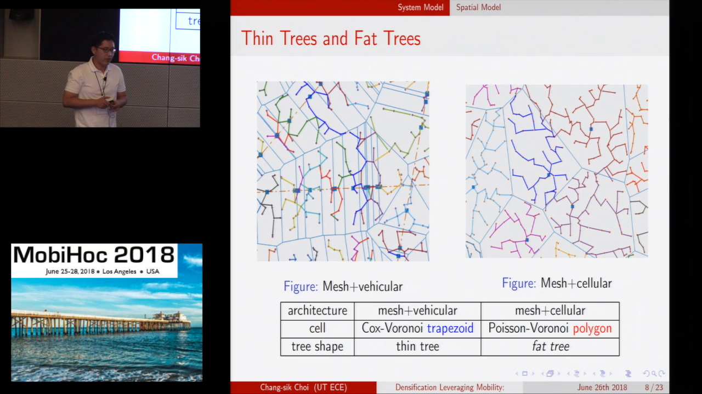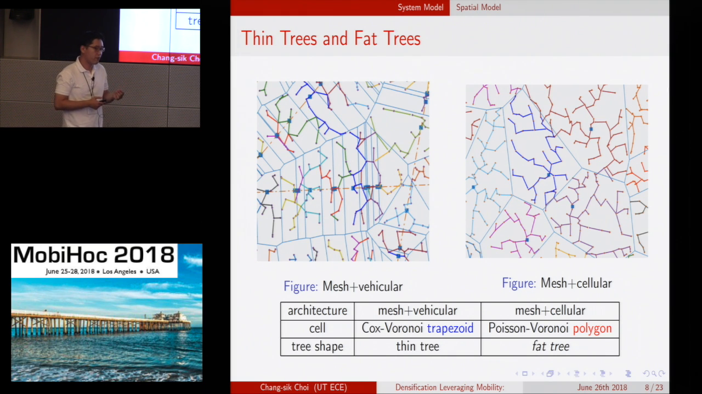This figure illustrates two different tree structures in two different architectures. The left one is the mesh tree structure in the mesh plus vehicular architecture, and the right one is the tree structure in the mesh plus cellular architecture. The cell in the mesh plus cellular is Hooke's Broadway cell, given by these solid blue lines, and they are similar to the trajectory. And on the right, in the mesh plus cellular, the cell is quasi Voronoi, and its shape is a convex polygon.